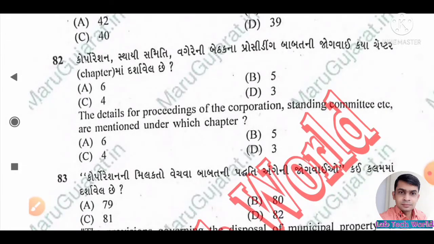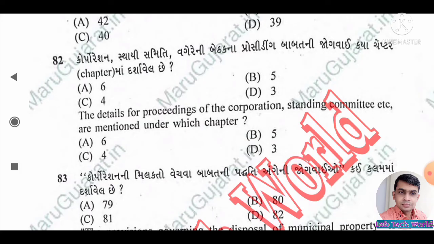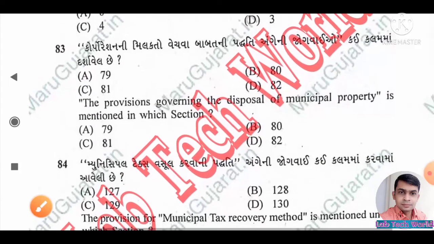The details of proceedings of the corporation, standing committee, etc. are mentioned under which chapter? Options: A, 6; B, 5; C, 4; D, 3. The correct answer for this question is chapter number 3. So option D is the correct answer. Move to the next question, number 83.